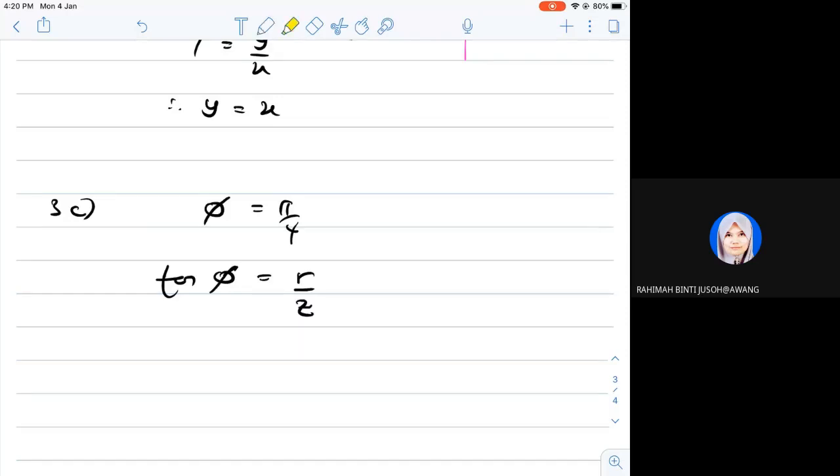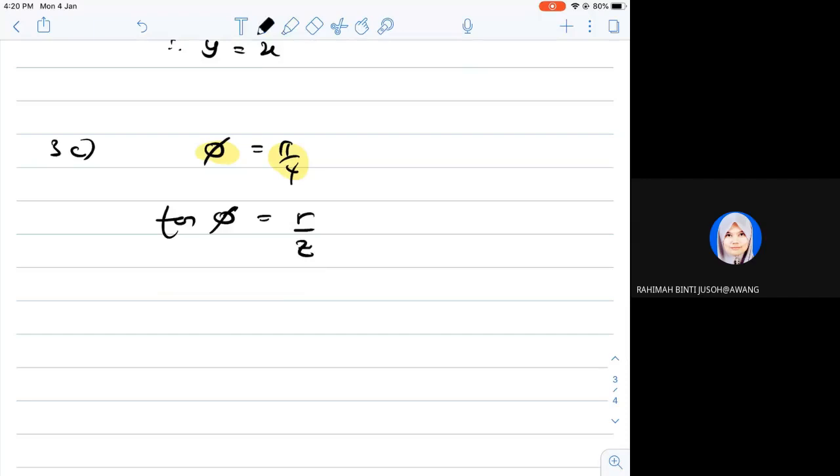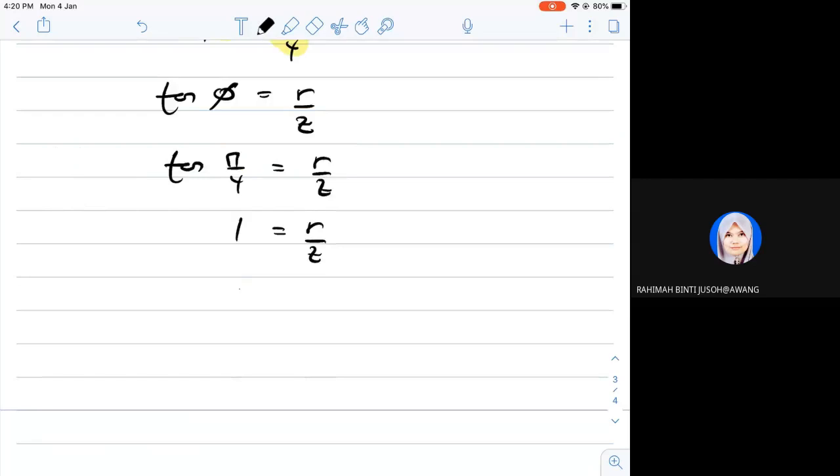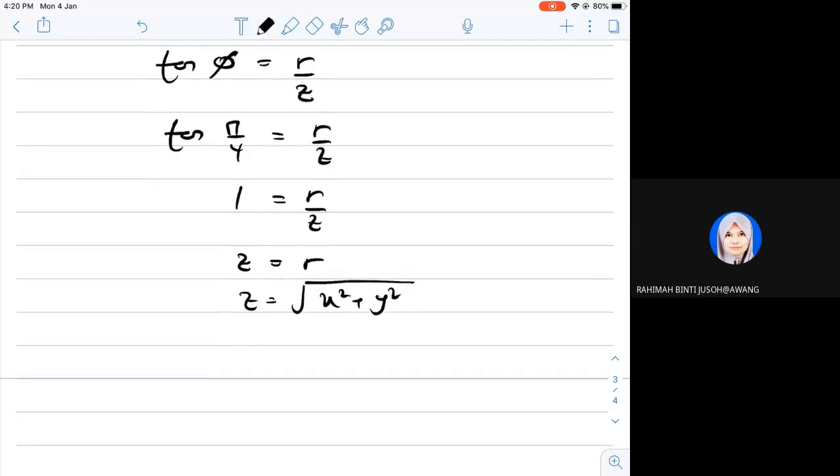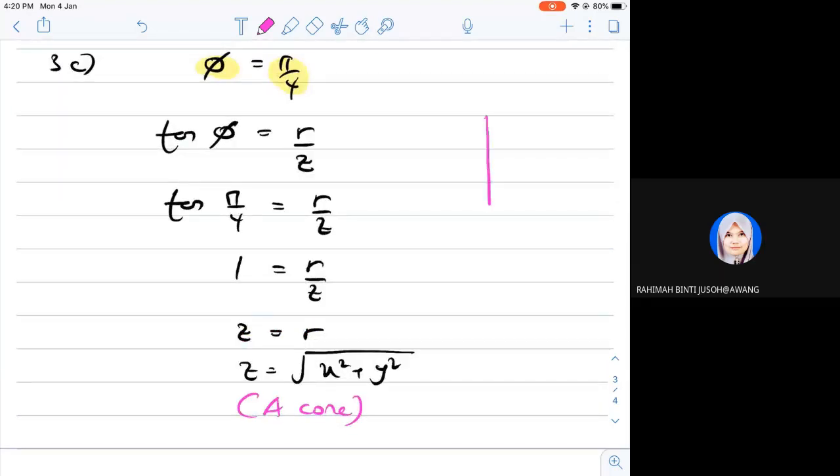So since phi equals to pi over 4, substitute here, we have tangent pi over 4 equals to r over z. Again, this is equivalent to 1, therefore z equals to r. Now if we change r into rectangular coordinates, we know that z equals to square root of x squared plus y squared. So what type of surface do we have here? Bentuk apa ni? Cone. Cone, yes, very good. This is a cone. So we will have this.